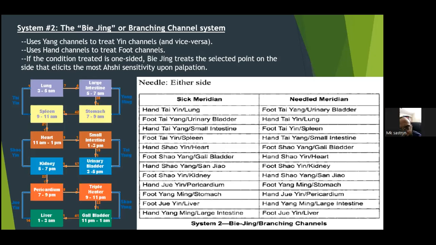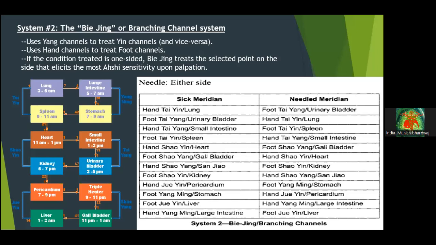Heart balances gallbladder. Gallbladder balances heart. Right? Understood. San Jiao balances kidney. Kidney balances San Jiao. Right. Pericardium balances stomach. Stomach balances pericardium. Liver balances large intestine. Large intestine is balanced by liver. Am I clear?